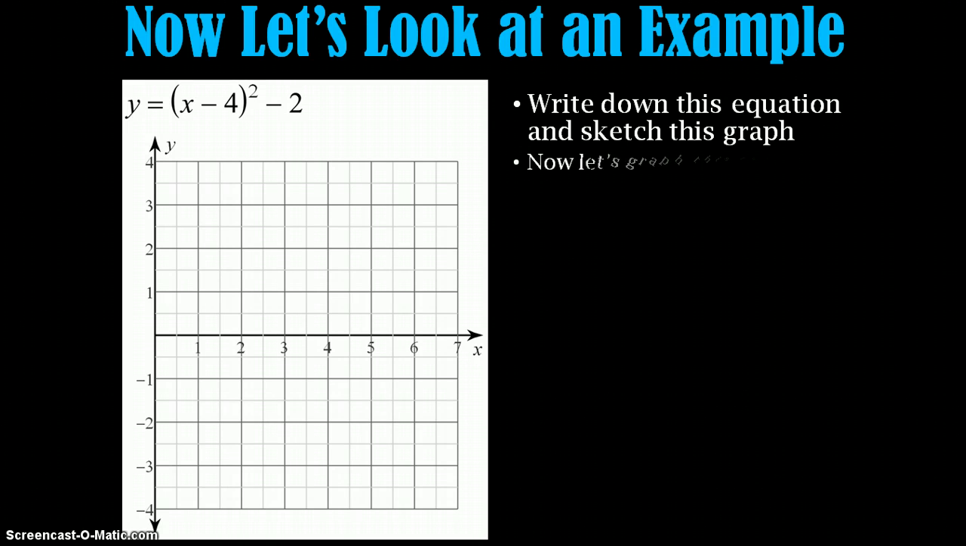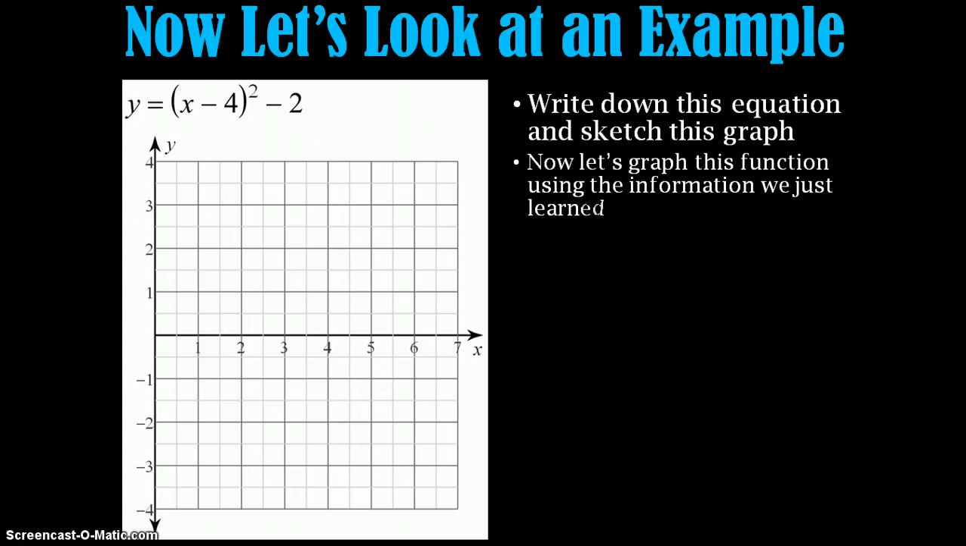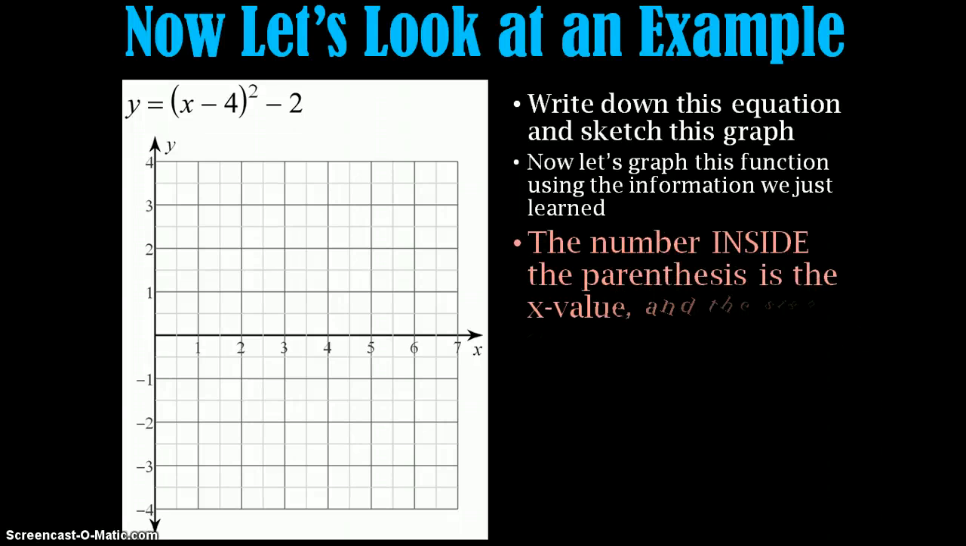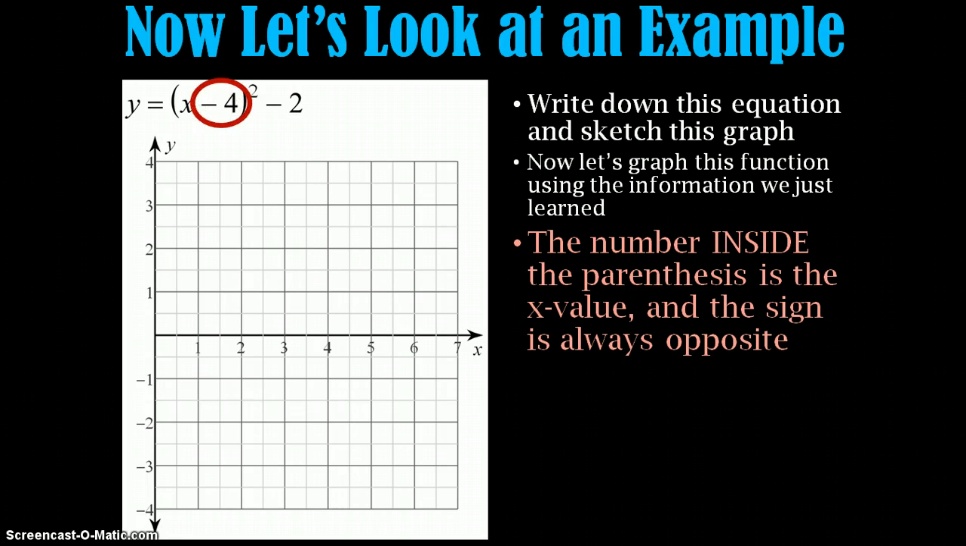So, just like before, let's try to graph this function just by thinking about what we just learned. So we have this number on the inside of the parentheses, which is a negative 4. On the last 4 examples, the number on the inside of the parentheses was our x value, and it was always the opposite of what we have. So our x value, the opposite of negative 4, is going to be a positive 4. So in our vertex, positive 4 would be our x value.